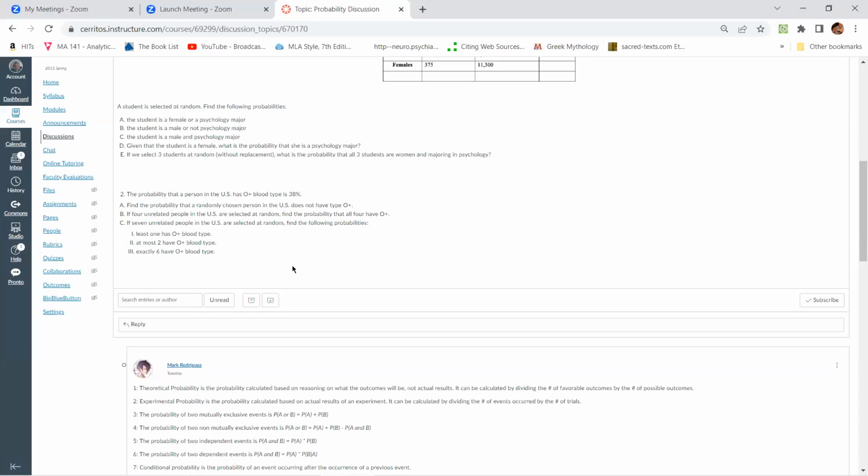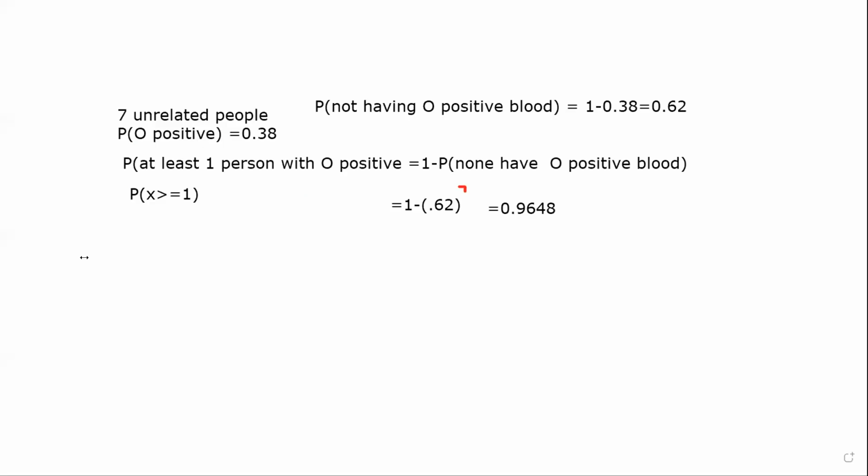Okay, so the next part says at most two have O positive blood. So in this case, you're going to say the probability that at most two have O positive blood is going to imply that two is the maximum. So we're adding some probabilities together here. So we're going to have to find a couple of them, right?